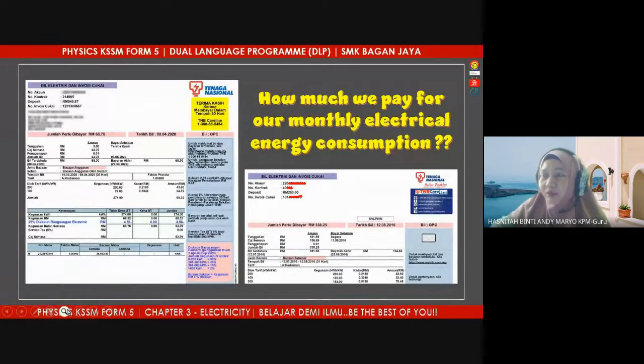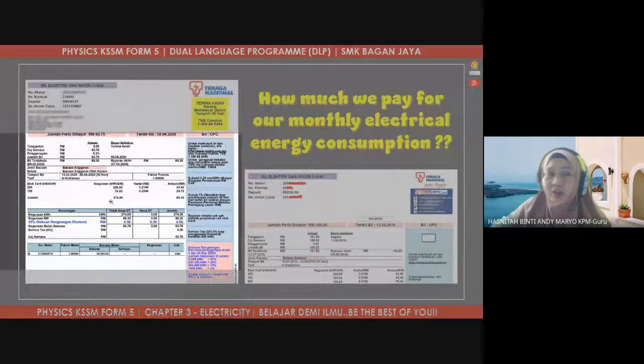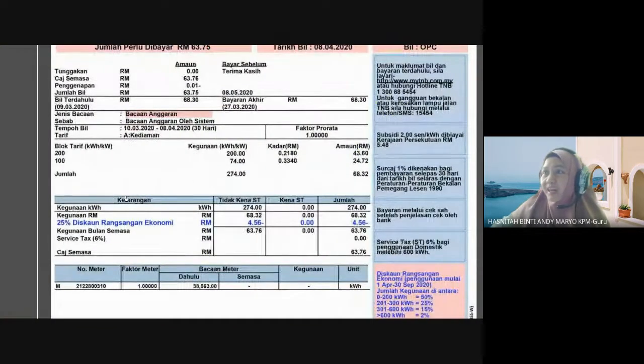So how to understand this bill? Later we will talk about it in this chapter. For this consumer, this is the monthly bill. This is the electrical usage in kilowatt hour. They used about 274 kilowatt hour, meaning 274 units of electricity. How do they do the calculation? It is actually based on this tariff block. We call it a tariff block.